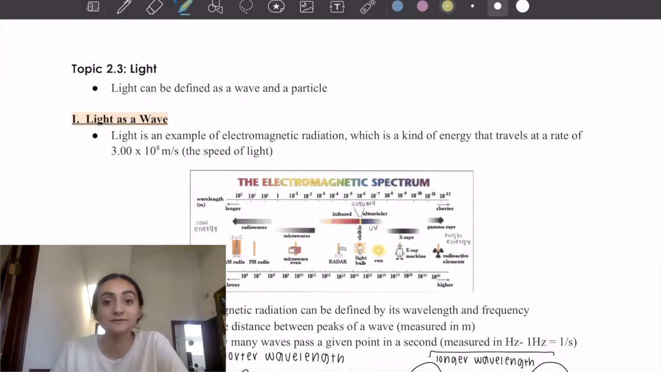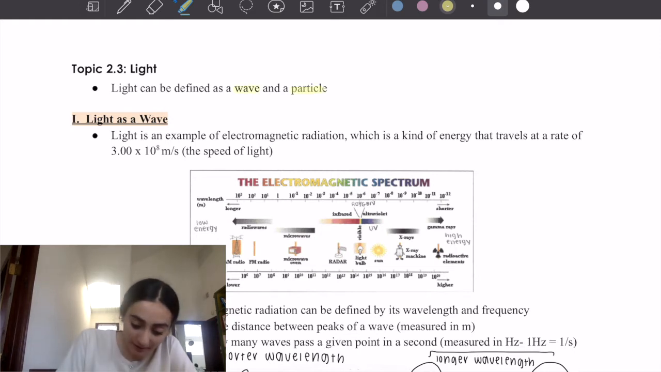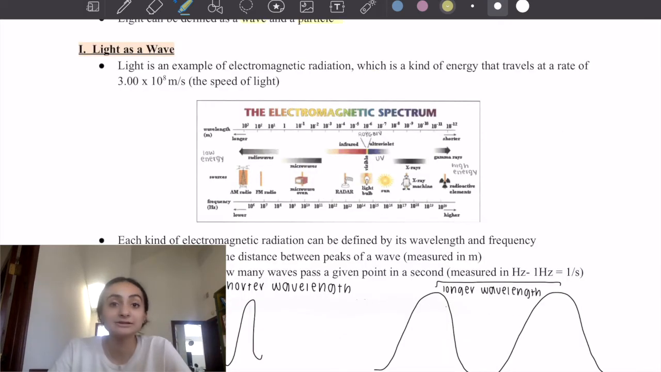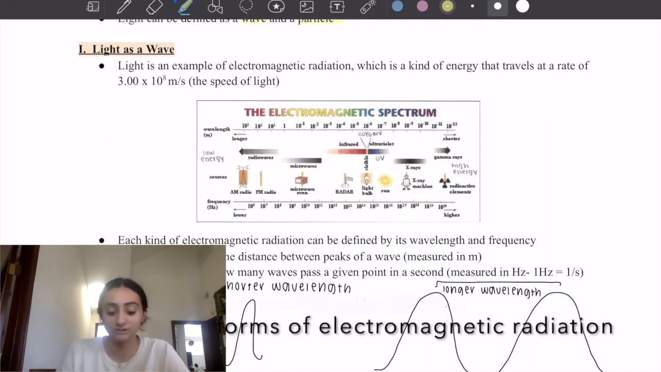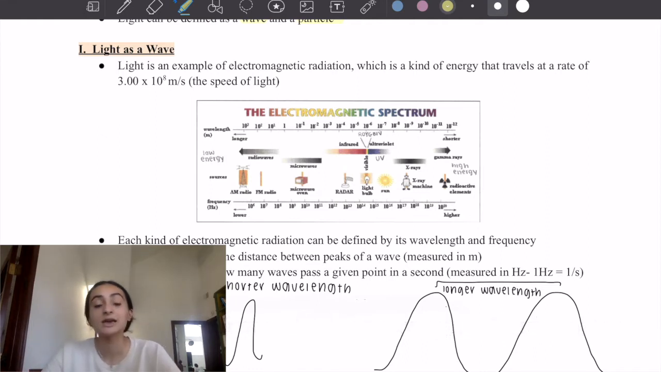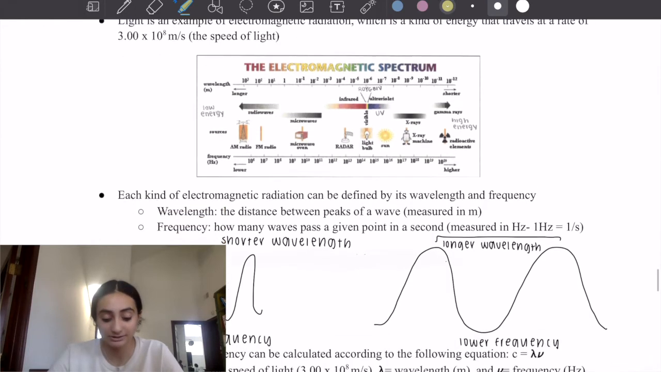Okay, so I'm going to define light in two different ways. Light can be defined as both a wave and a particle. So first, light is a wave, which means it is part of the electromagnetic spectrum, which just represents all the different waves in the world. And all of these different waves give off radiation. And these waves all also have a wavelength and a frequency.